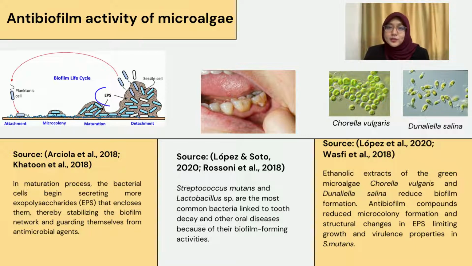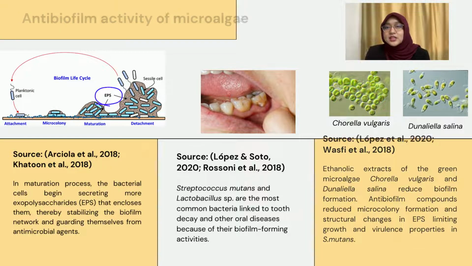Another important area of research associated with biofilm formation is oral health. Streptococcus mutans and Lactobacillus species are the most common bacteria linked to tooth decay and other oral diseases because of their biofilm-forming activities. A study reported that ethanolic extracts of the green microalgae Chlorella vulgaris and Dunaliella salina may help in reducing biofilm formation.